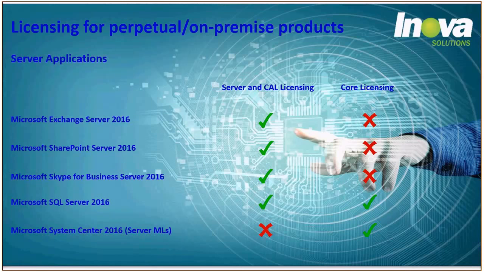Server applications are either licensed on a server CAL licensing model or core licensing. And this list here just basically breaks down for you how it can be licensed. Exchange, SharePoint, Skype for Business are all on a server CAL licensing model. SQL Server is the only software that allows you to either license on a server CAL licensing model or a core licensing model. And System Center, the server management licenses, are on a core licensing model, similar to that of the Windows Server licensing that I just explained.